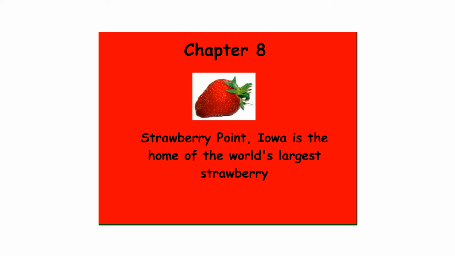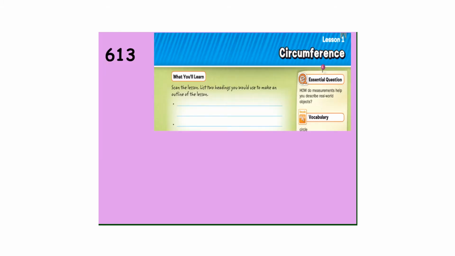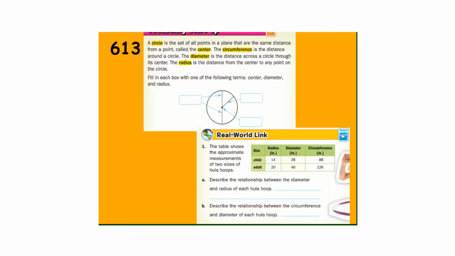Moving on to Chapter 8, measuring figures. Okay, we'll start out with circumference, page 613. Some terms that you need to know: a circle, and then we have a center of the circle. The circumference is the distance around the circle. You might say like the perimeter of the circle. It's how far it is around the outside of the circle.